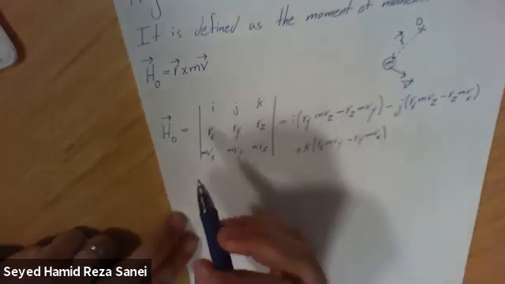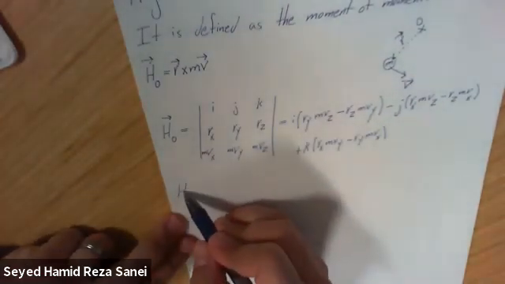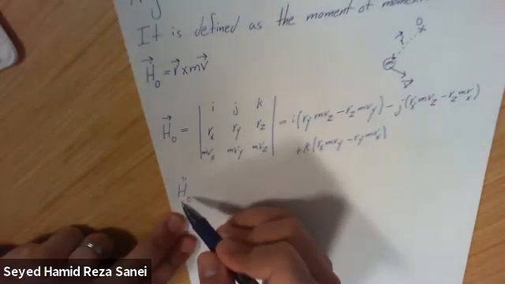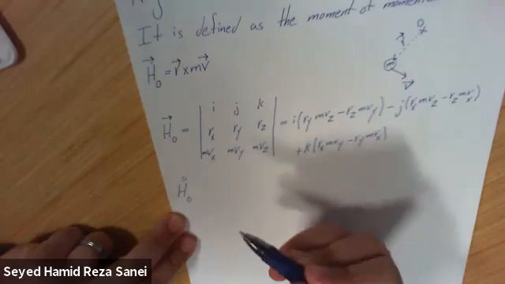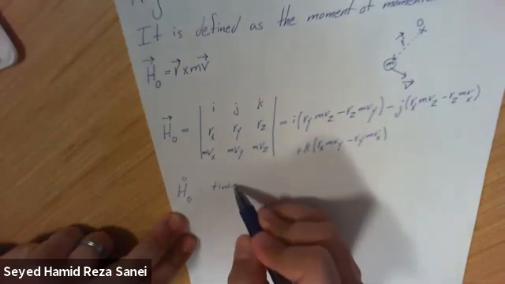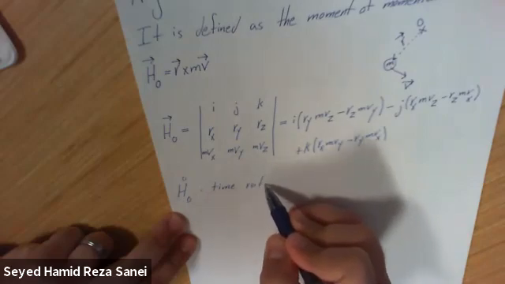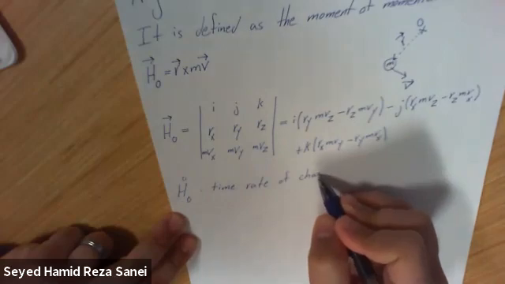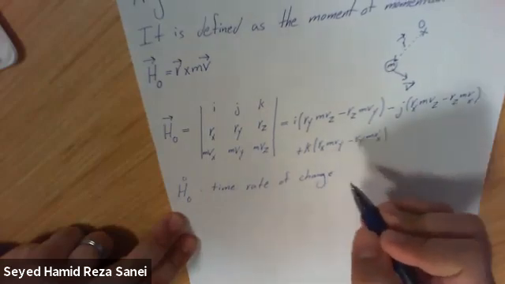The other definition would be H_O dot, which defines the time rate of change of the particle's angular momentum.